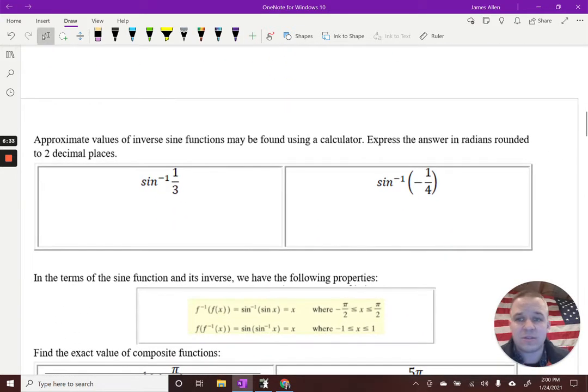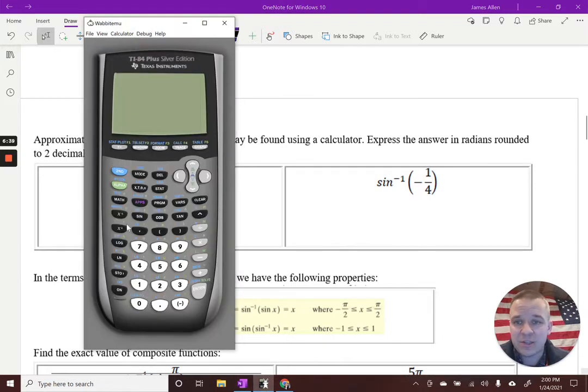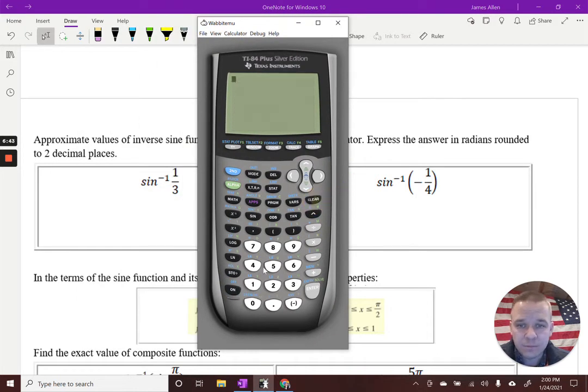Approximate the values of the inverse sine functions using your calculator. Okay, so let me pop these up here. What's nice is these are basically just as is in your calculator. Let me clear this out. I would hit second, inverse sine, right? And then 1/3. Now, if you don't get the solution that I have up here, it does say in radians, that's 0.339, so 0.34. If you did not get that, hit mode. Make sure you are in radian mode. All right. Lovely.